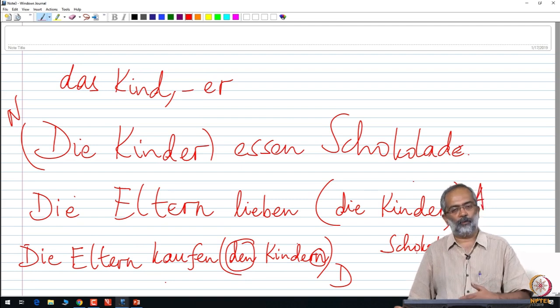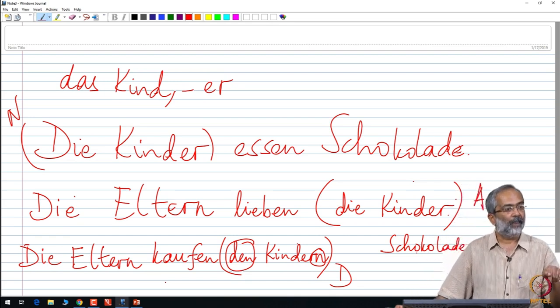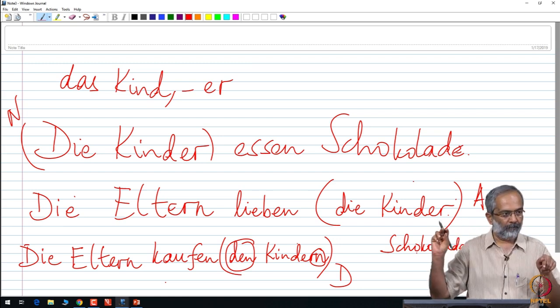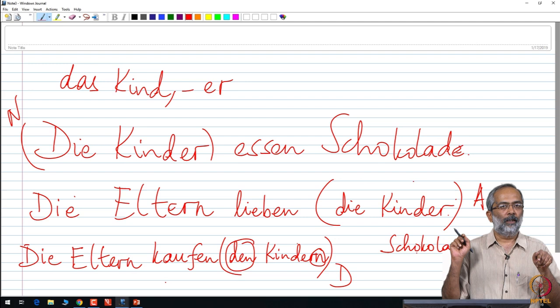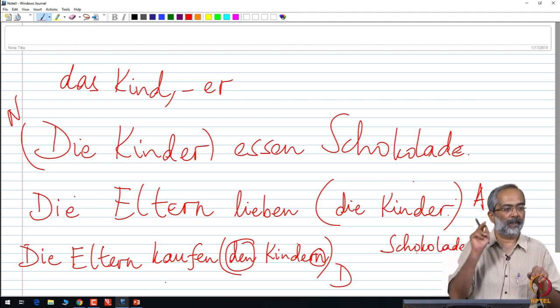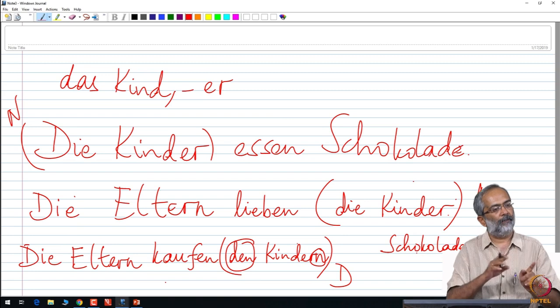When die Kinder is appearing as the dative object, in that situation, you use not die but den. And Kinder, the plural form, does not have an n at the end. So you add an n. Kindern. If it already has an n, no need to add. But if it doesn't have an n, you add an n. That is the meaning of den plus n. Dative plural, den plus n.